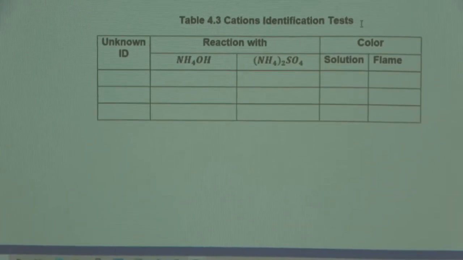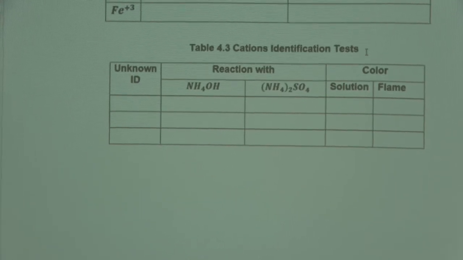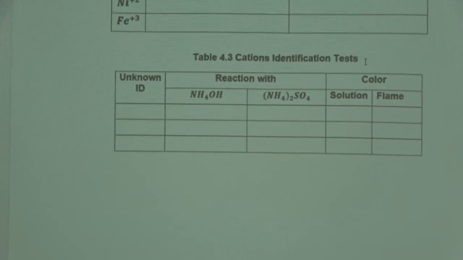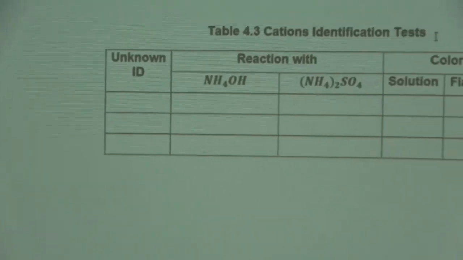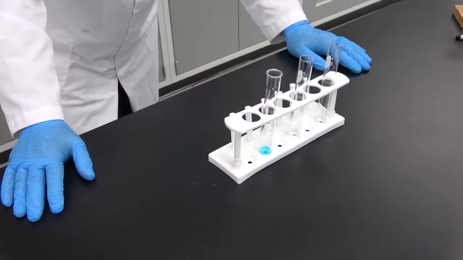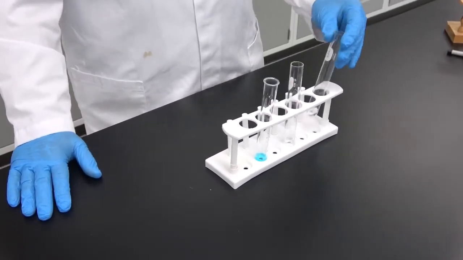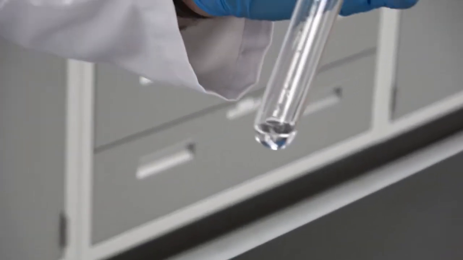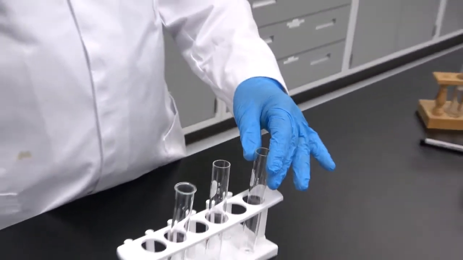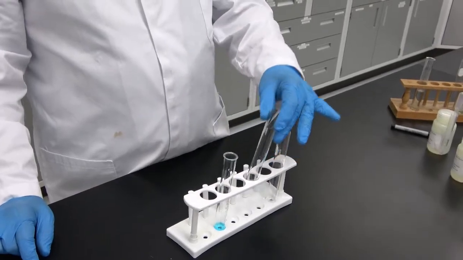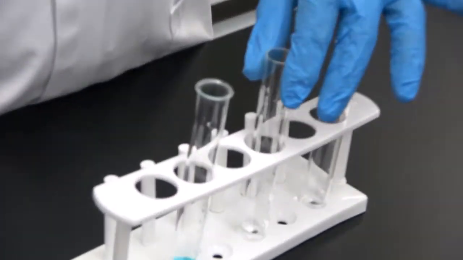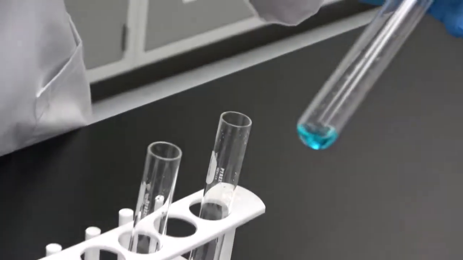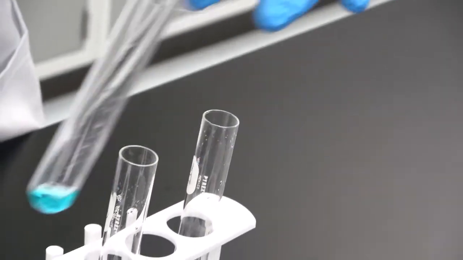We're going to label them A, B, and C. So write it down now: unknown A, unknown B, and unknown C. So we start with A. Okay, this is the unknown A. Look at the color of the solution and write it down. B. Color of the solution, write it down. And C. Color of the solution, and write it down.